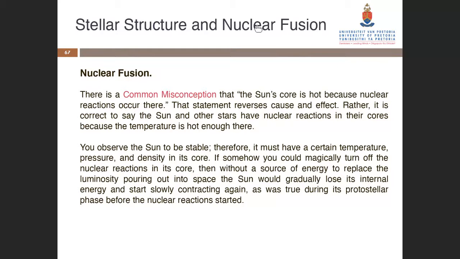You observe the sun to be stable, therefore it must have a certain temperature, pressure, and density in its core. If somehow you could magically turn off the nuclear reactions in its core, then without a source of energy to replace the luminosity pouring out into space, the sun would gradually lose its internal energy and start slowly contracting again, as was true during its protostellar phase before nuclear reactions started.